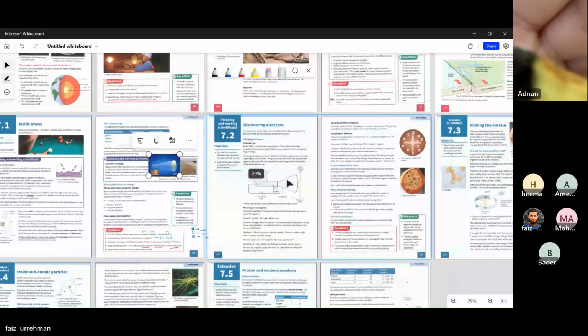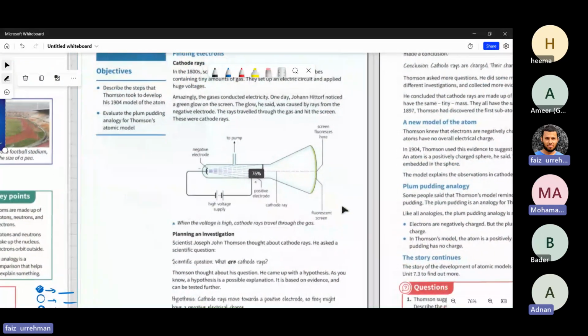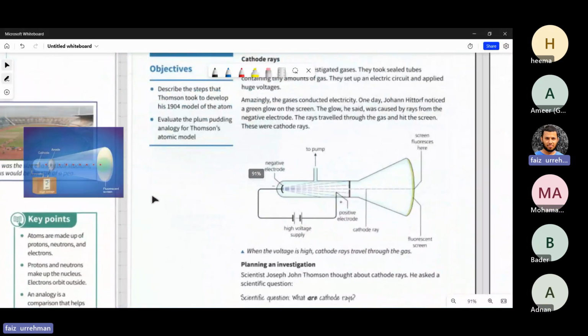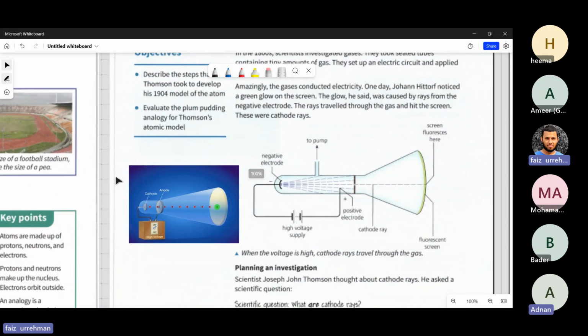What is happening? We have a high voltage supply, and we have too much electricity, a high voltage. Okay. And then what is happening? We have a negative electrode, and this is like an iron bar. I'm telling you in plain words, okay? This is like an iron bar that has overall negative charge.